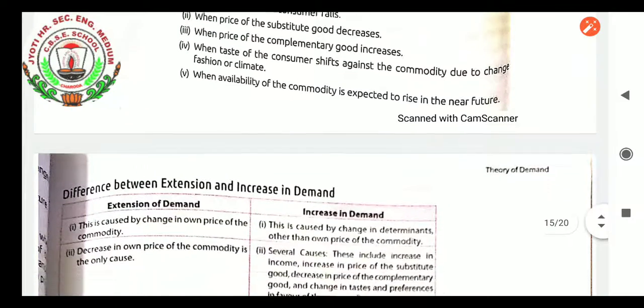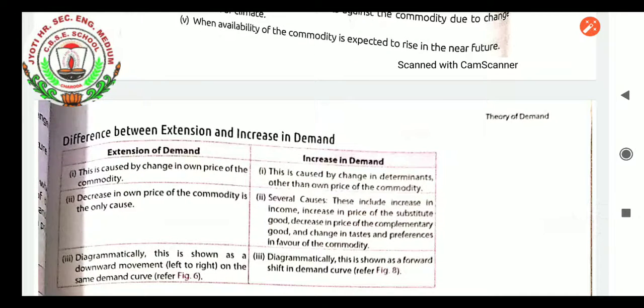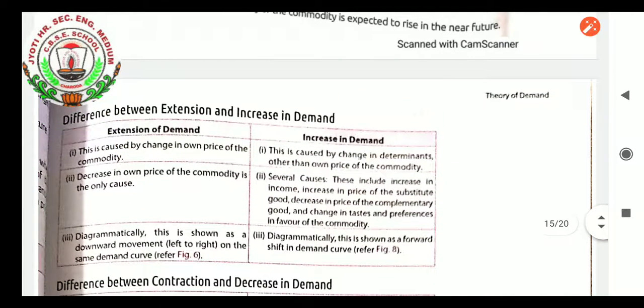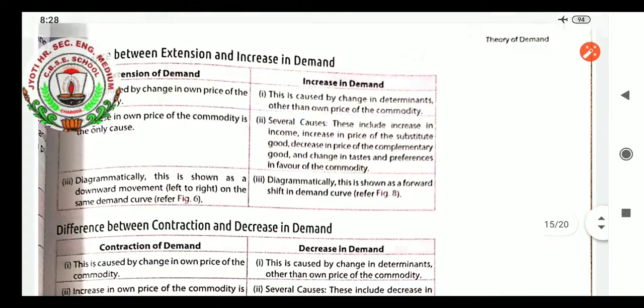Then we will see the impact of decrease in demand on product consumption. Okay. Difference between extension and increase in demand. Extension of demand is caused by change in own price of the commodity. Increase in demand is caused by change in determinants other than the own price of the commodity. A decrease in own price of the commodity is the only cause for extension of demand, whereas for increase in demand, several causes are there. These include increase in income, increase in price of substitute goods, decrease in price of complementary goods, and change in taste and preference in favor of the commodity.